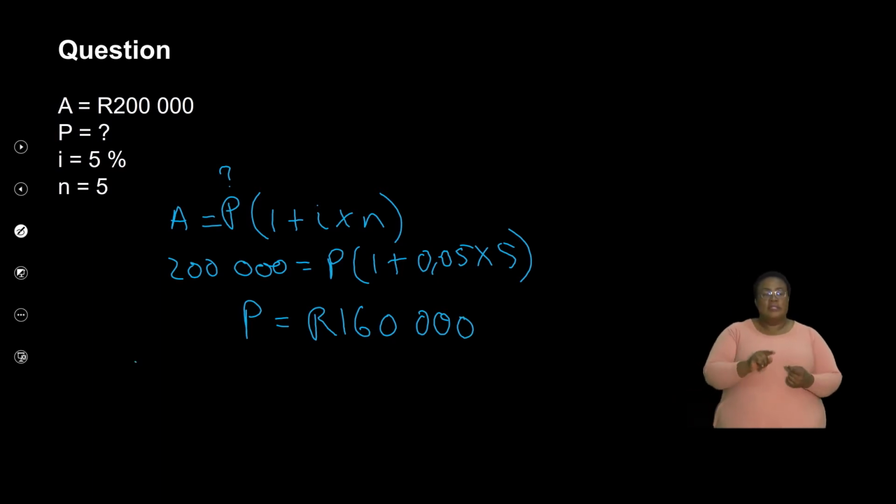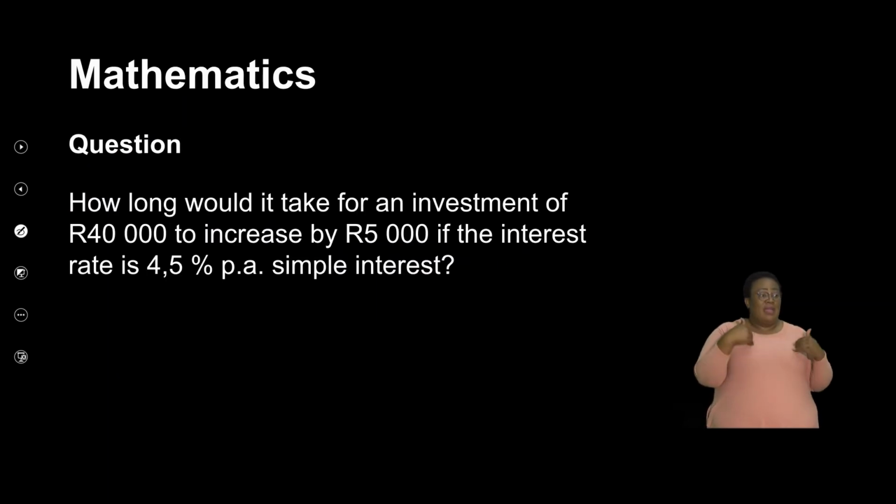You will then say, therefore, the original amount was 160,000. So you will need to conclude because we are talking about money. And remember, the question said, what was the original amount? It is not the same as me just saying calculate. If I say what was the original amount, it means that you need to conclude and tell me that this was the original amount.